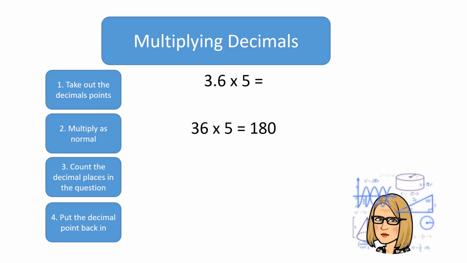I'm going to look at my question. And here I've only got 1 number after the decimal point, so I'm going to move my decimal point from here to here. So instead of having 180, now I've got 18. The answer to 3.6 multiplied by 5 is 18.0, or just 18 as we would say.